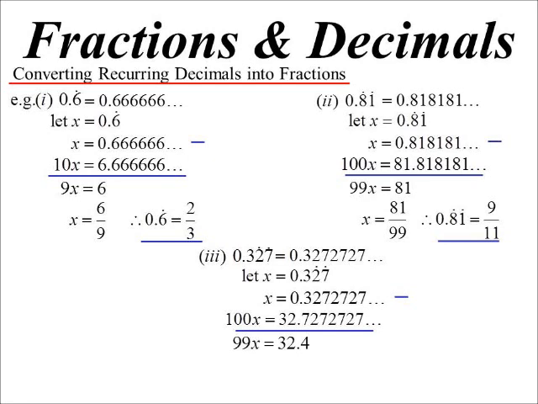So basically, the key is how many numbers are repeating. One number's repeating, I'll multiply by 10. Two numbers are repeating, I'll multiply by 100. Three numbers repeating, I'll multiply by 1,000. So the key is how many numbers are actually repeating.